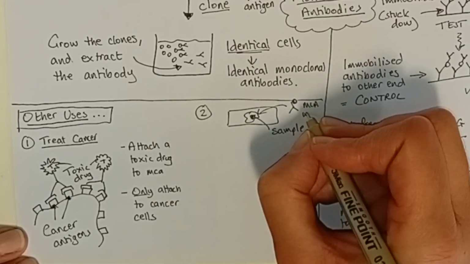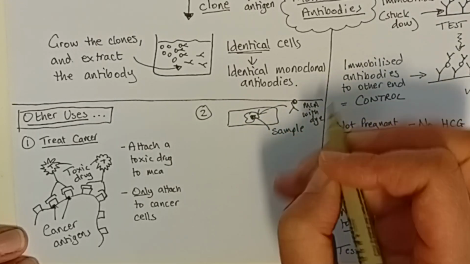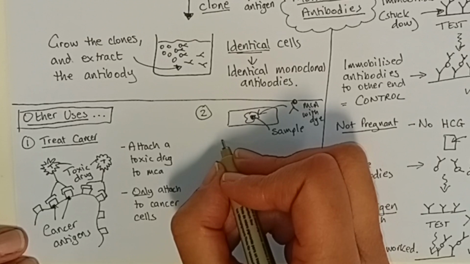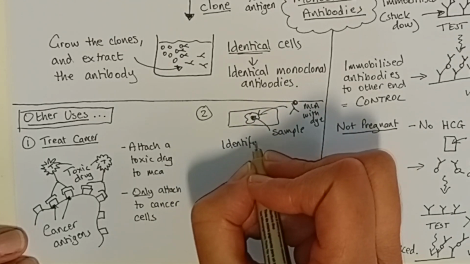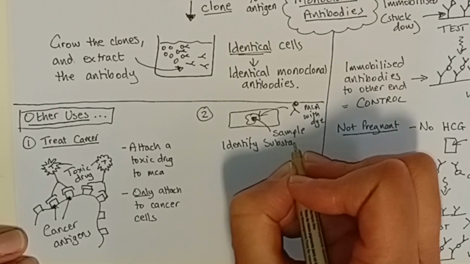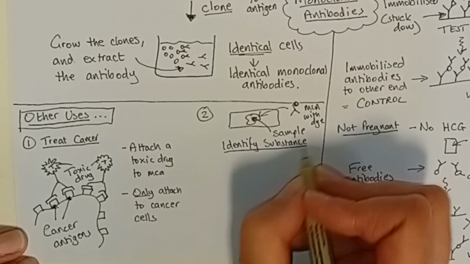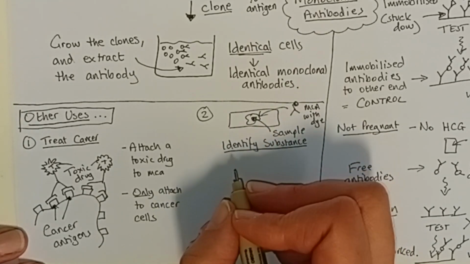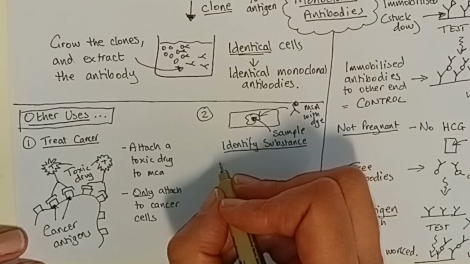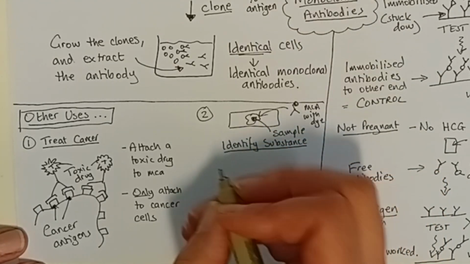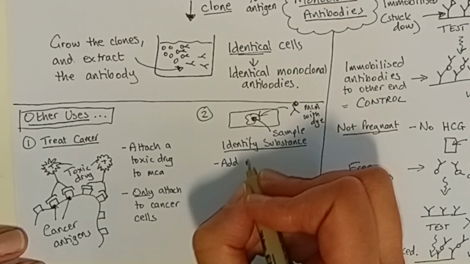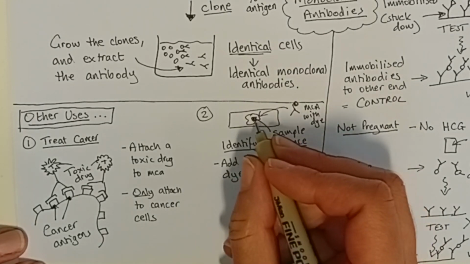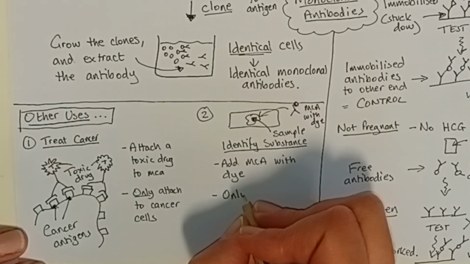Monoclonal antibody with dye. So once again, we use ones with beads of dye on. So in this one, to identify substances. And this can be done in a blood sample, it could be done in a pot, it could be done on a slide. But the rule is basically to identify the substance, you add a monoclonal antibody that will bind to the substance with a dye on it. It will only stick to cells that have that substance.